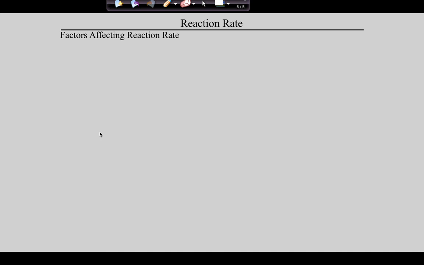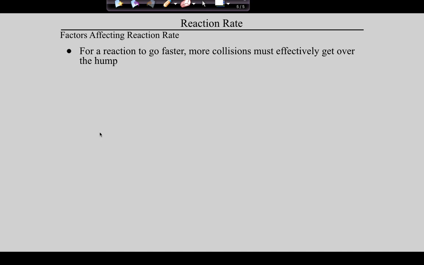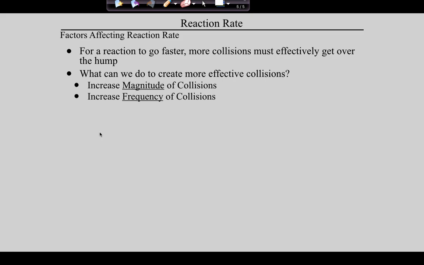And this is just a review of what we talked about with the putt-putt stuff. Guys, can we all agree with this? For a reaction to go faster, more of the collisions have got to get over the hump, right? So how do we do that? Well, we've already established that we can do this by increasing the magnitude or increasing the frequency of the collisions. We okay with that idea? They got to hit harder or they got to hit more often.